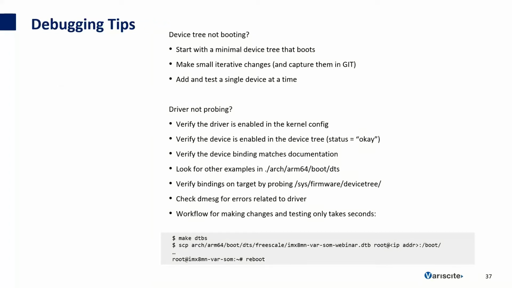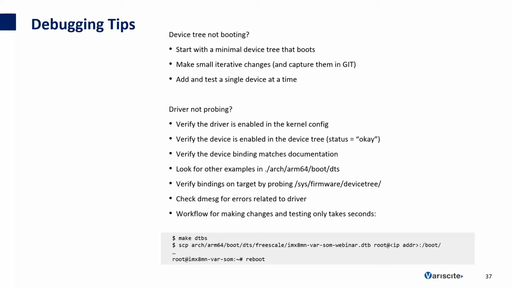A few debugging tips. If you find yourself in a situation where your device tree isn't booting, I like to recommend starting with a minimal device tree file that will boot, just like we did in the example here. Once you have a minimal device tree file that does boot, I recommend making small iterative changes, adding and testing only a single device at a time. And as you get things working and you're making small iterative changes, it's good to capture these changes in Git, so you always have something to revert back to.